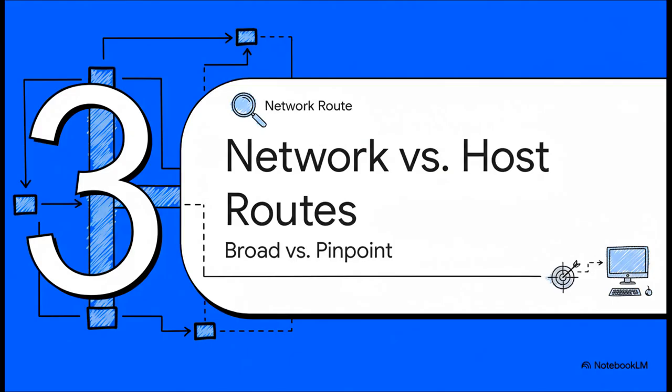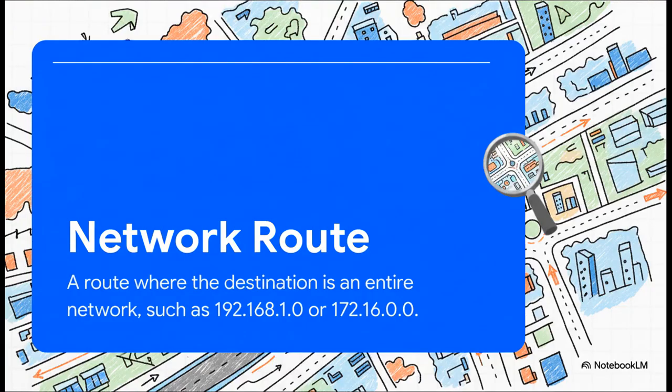Okay, so let's zoom in a bit. Not all static routes are these giant catch-all highways. Some are designed for entire neighborhoods, while others point to a single house. A standard network route is what you use to direct traffic to an entire subnet. So instead of telling the router how to reach every single computer in an office, you can just give it one simple command to reach the office network itself.